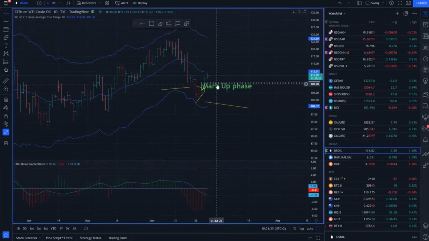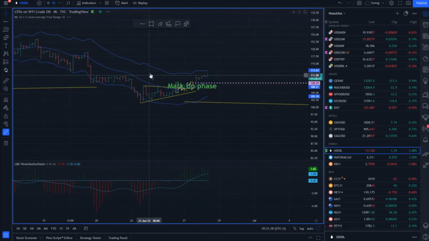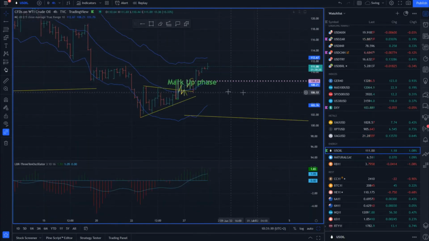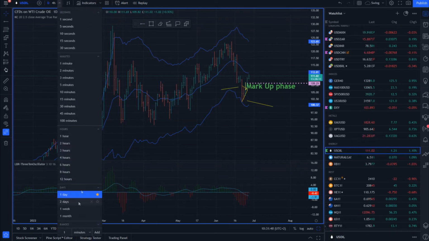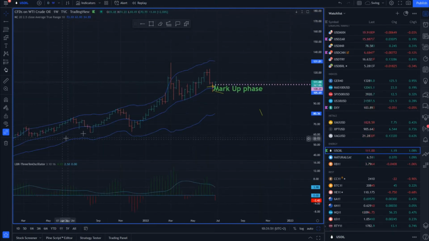Speaking of the crude oil, it seems like we had a markup phase. We have a breakout. I alerted you about this yesterday. We had a breakout from this contraction. On the daily time frame, let me also go to the weekly to show you more clearly. The weekly time frame still looks bullish.